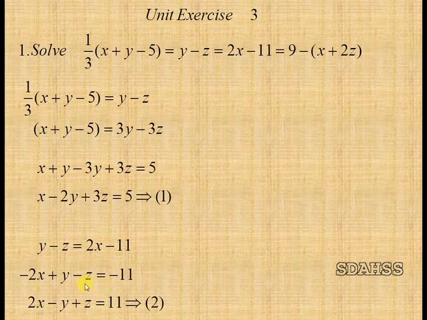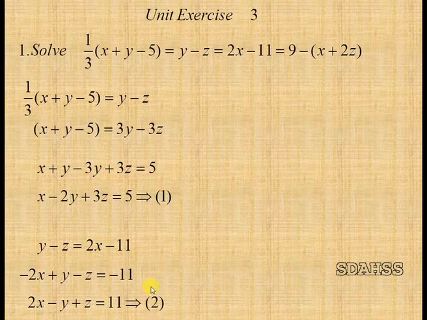Multiply the whole equation by minus sign. So you have 2x - y + z = 11. Mark it as second equation.